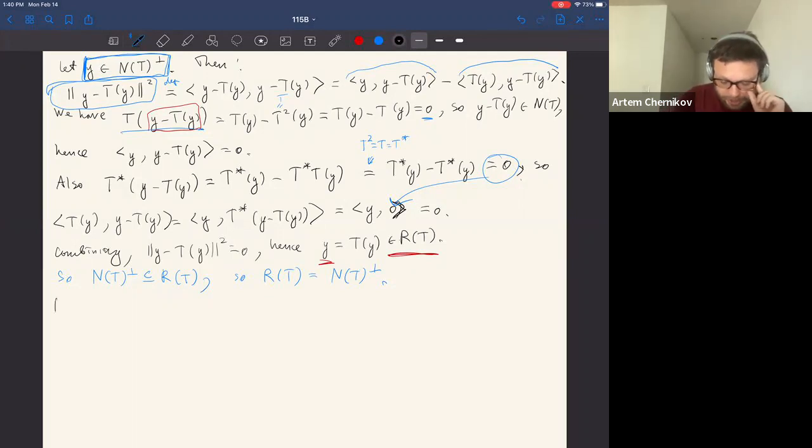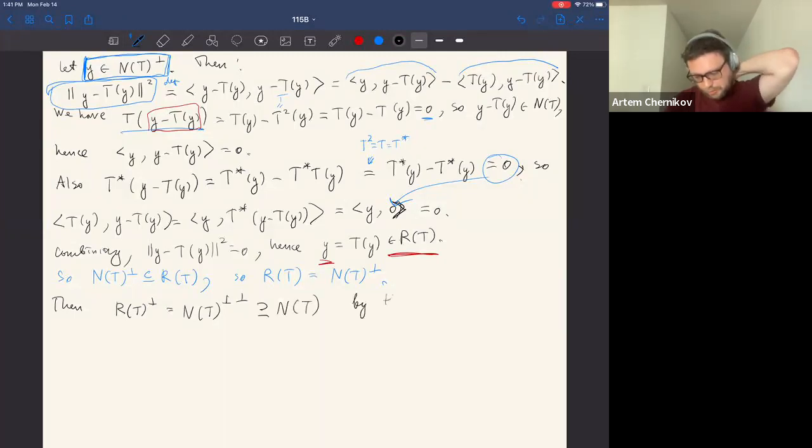So what remains is to observe that the orthogonal complement of the range of T is equal to the null space of T. The orthogonal complement of the range contains N of T, and this holds by a homework exercise. So there remains to show the equality, where equality amounts to showing the opposite inclusion. So what's missing at this point is this inclusion. Let's try to check it. So take a vector in the set on the left. Suppose X belongs to the orthogonal complement of the range.